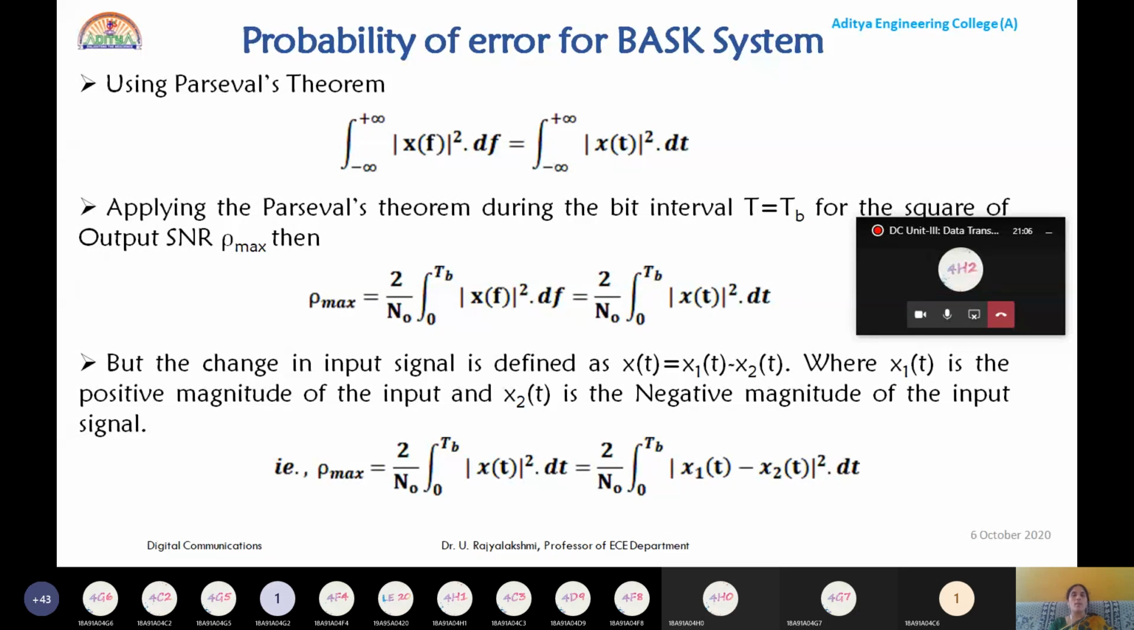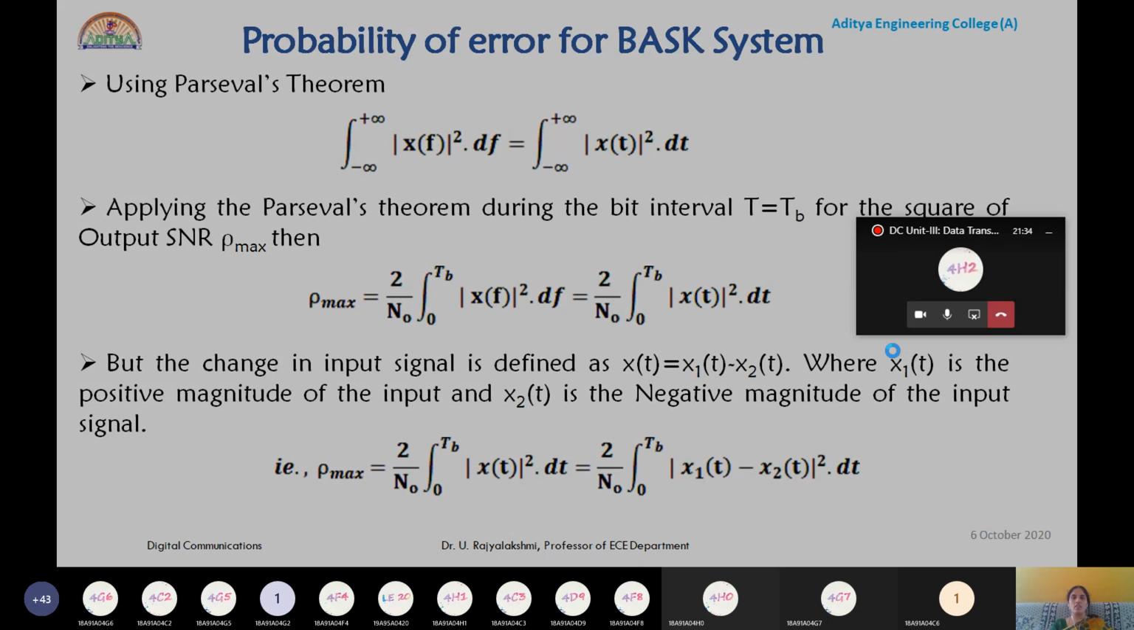But in the case of binary, you know the general format of the ASK signal. So please substitute the positive magnitude level x1 of t in this location, minus x2 of t. So rho max is 2 by N0 integral 0 to TB of the magnitude of x1 of t minus x2 of t, square dt.